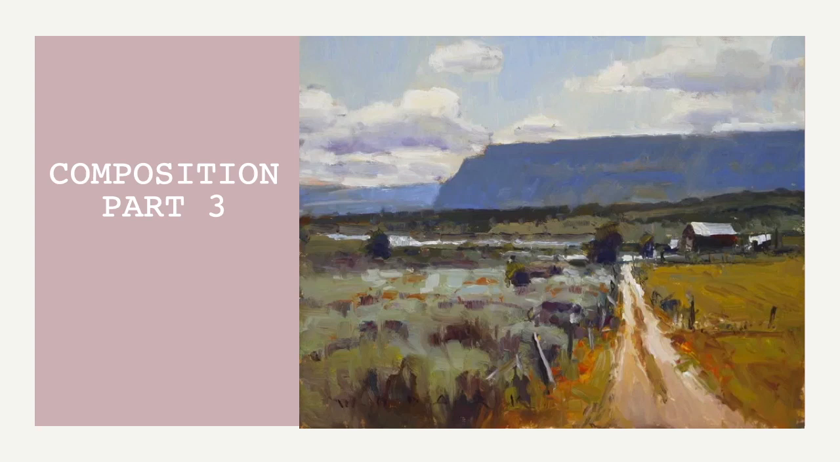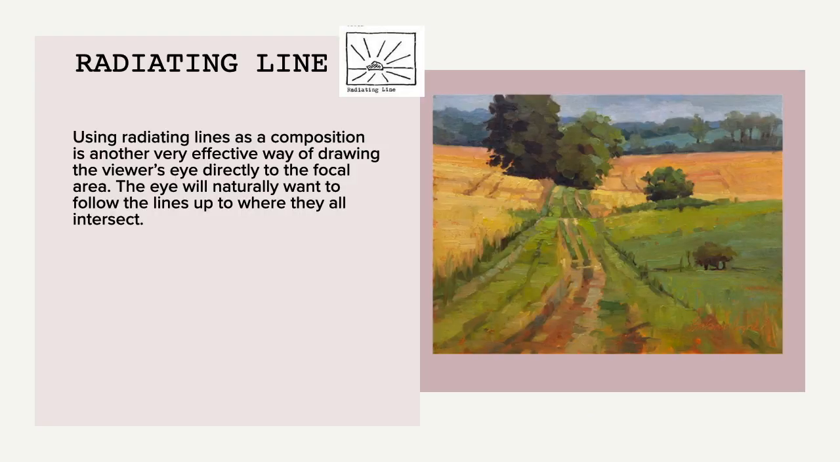All right, you guys. So we're going to be exploring composition part 3 this week. And last week we were focused on the triangular composition and the circular. And now we're going to be moving on to 2 different types. So this week's topic is radiating line. And radiating line has to do with all these lines leading to one point.